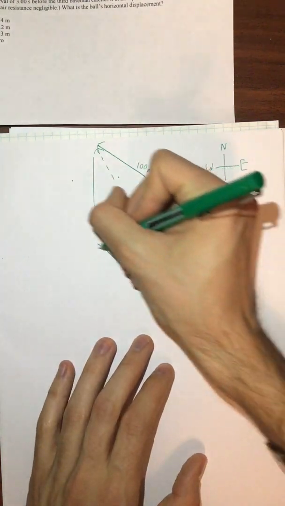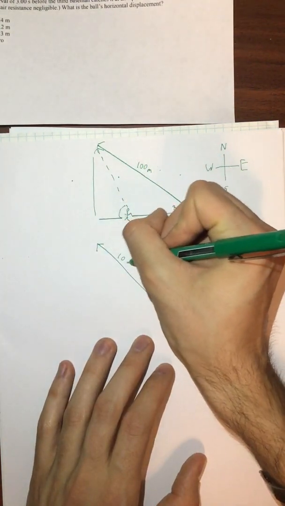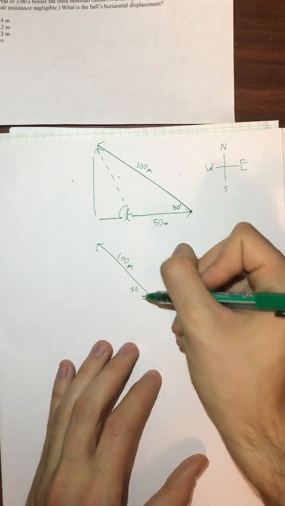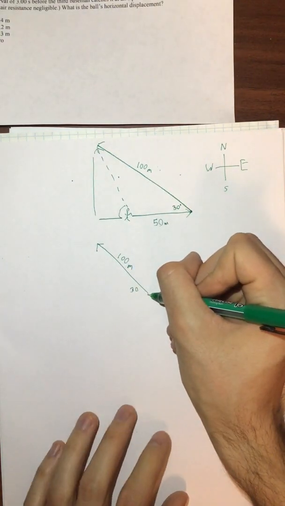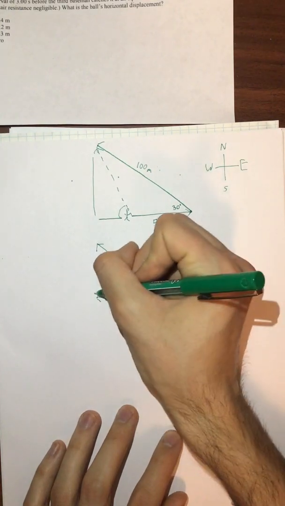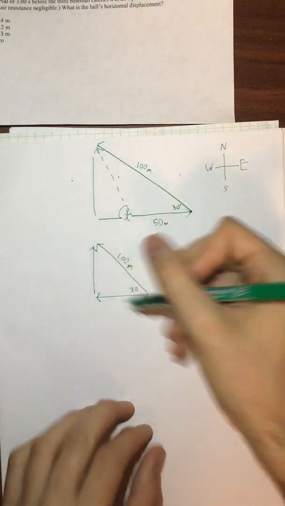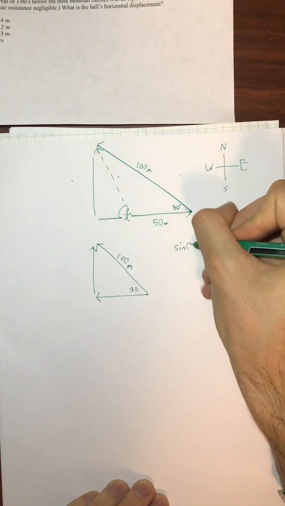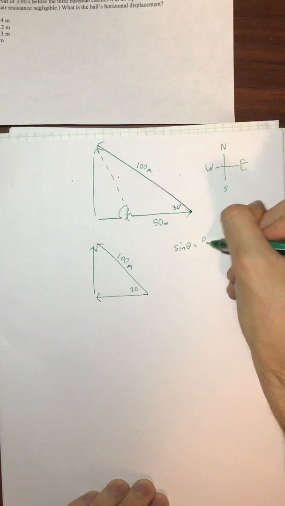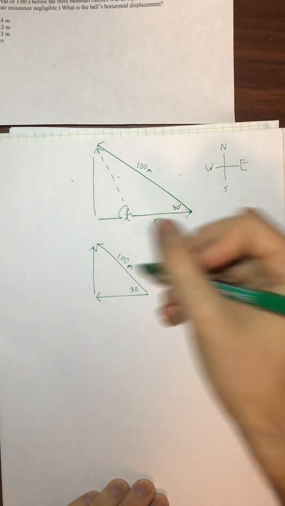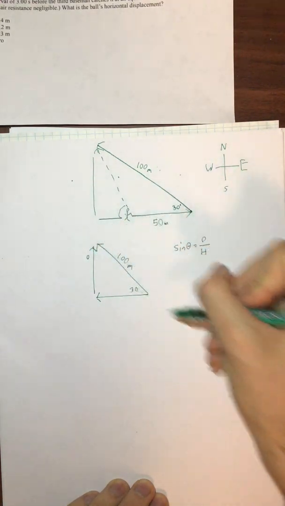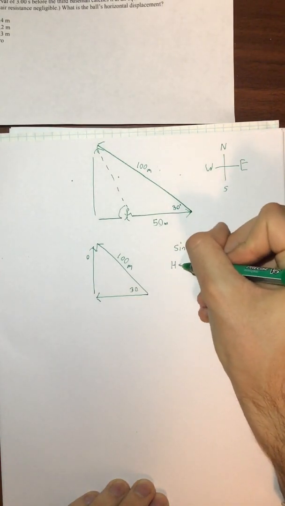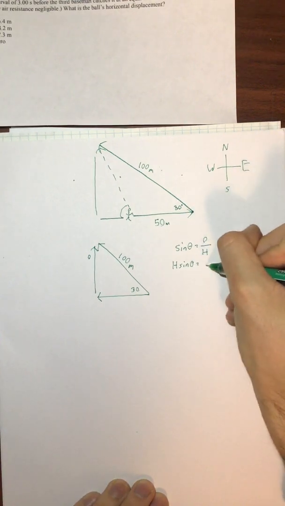So I'm going to draw the 100 vector by itself as its own triangle. Now, when he walked 100 meters northwest, he walked a little bit west and a little bit north. And we can figure out how far in each direction he went. So sine of theta is equal to the opposite side over the hypotenuse. If we want to solve for the opposite side to this 30-degree angle, I just have to do this formula. So hypotenuse times sine of 30 is equal to the opposite side.